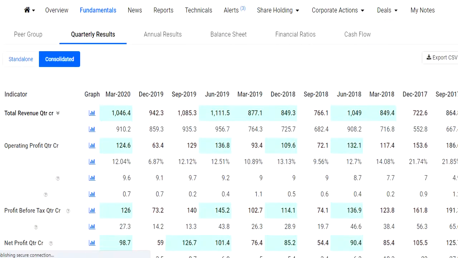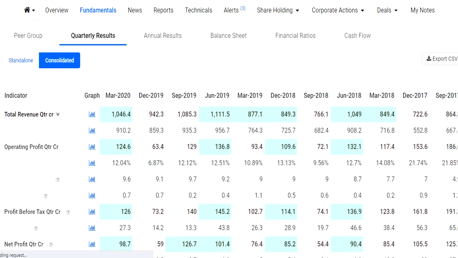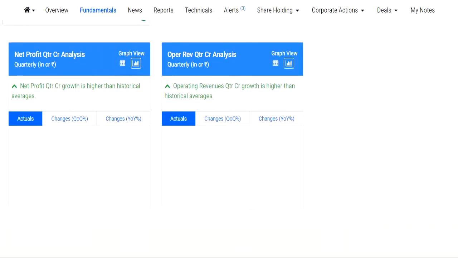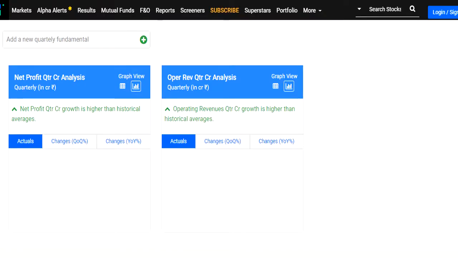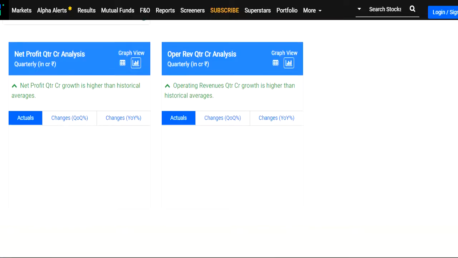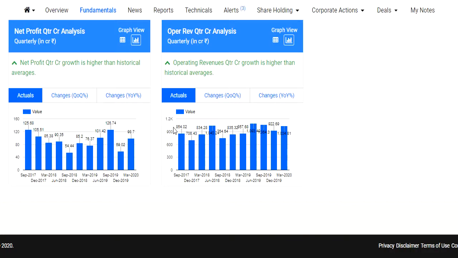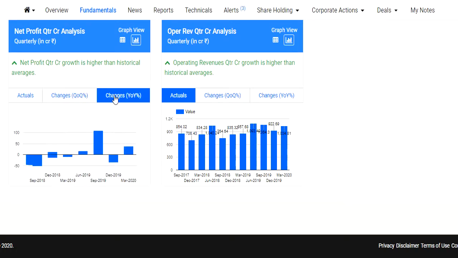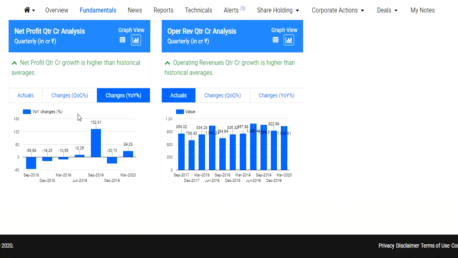Yeah, so these we have already seen earlier. Here also you can see the reports and everything. Here the interesting part is you can see this in graphs actually. Nicely it is given in graphs. Net profit quarterly in crores. You can see changes and year on year change, how it is changing.